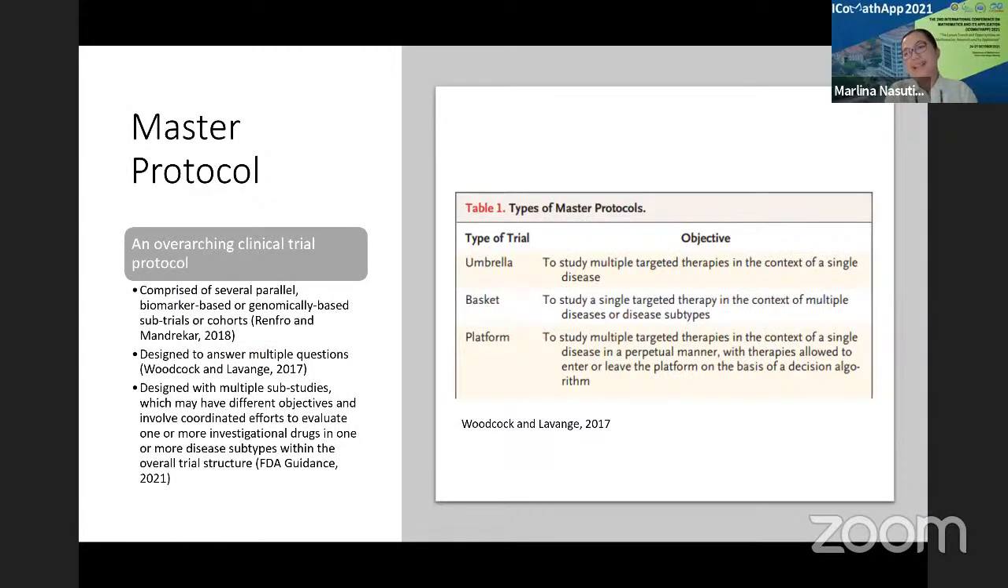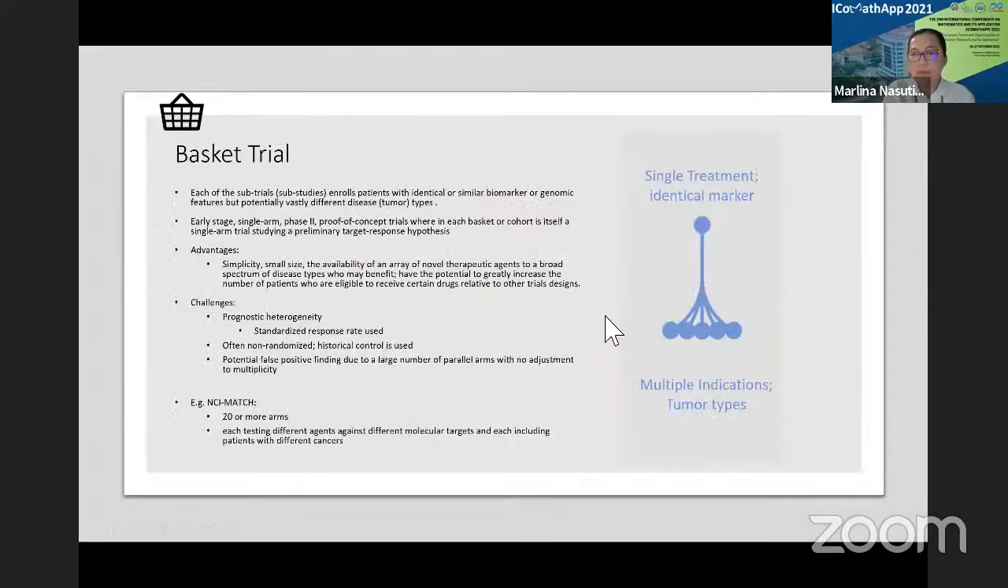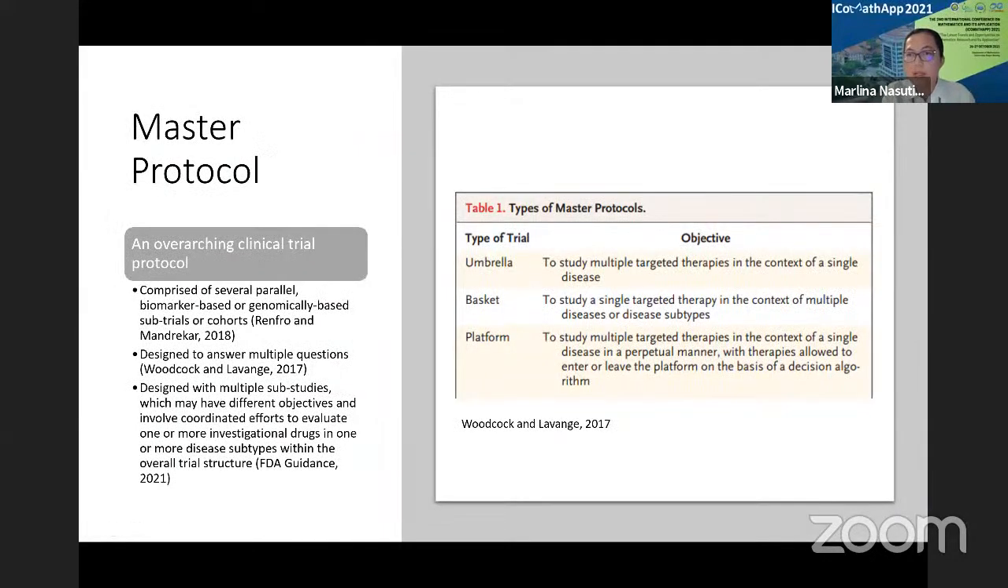Is it okay? So the last part of the latest trends is about the master protocol. Basically, this is an overarching, huge protocol that comprises several studies, sub-studies. You can see that this master protocol is aimed at answering many questions, including various objectives from multiple studies. And this master protocol has many types. Here there are umbrella, basket, and platform. So basically different kinds of objectives here.